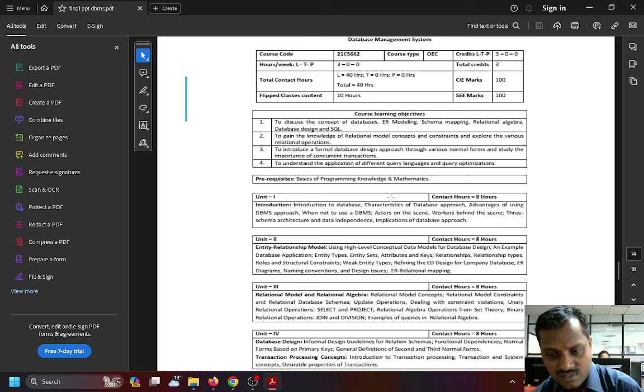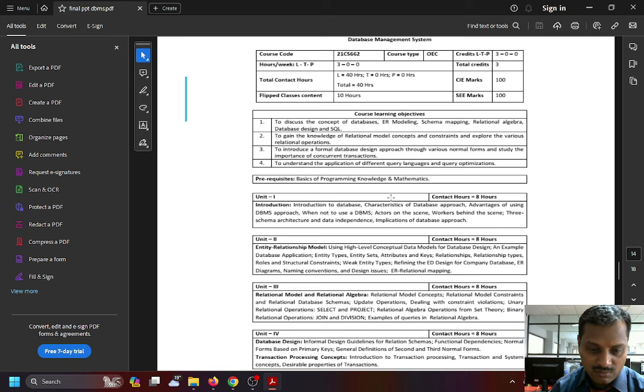That's a very important chapter. There are certain operations like selection and projection; these are all the content with respect to relational algebra operations and set theory. As and when you get enrolled into this subject, you will understand in detail. And then in the fourth unit, you are going to design a database with respect to functional dependencies, non-functional dependencies, and normal forms. You have a number of normal forms here.